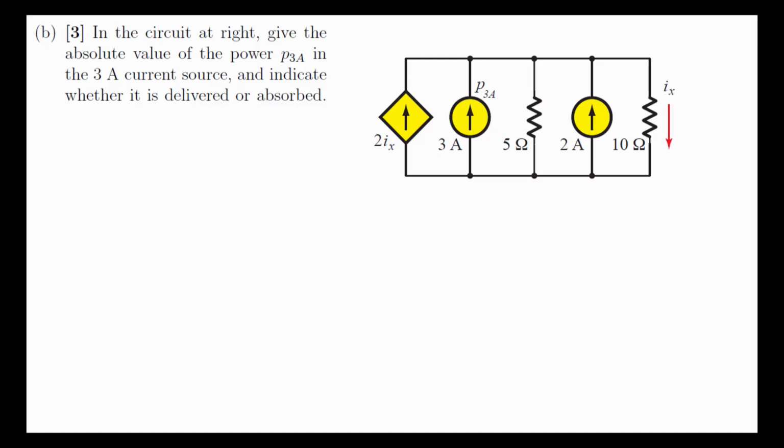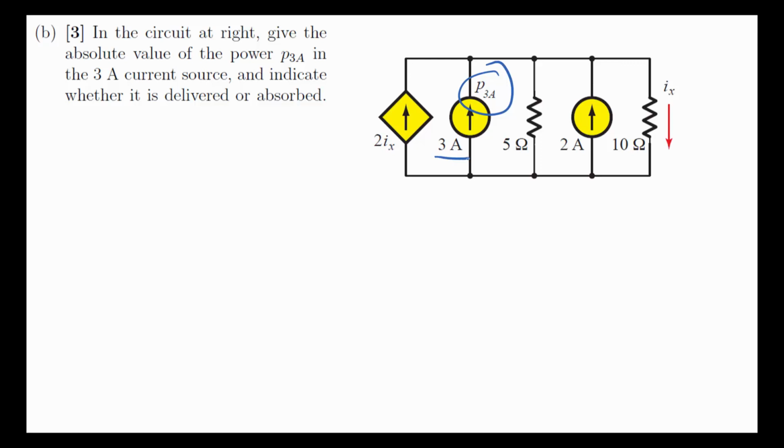We're going to look at question 1b from the 2018 midterm. In this question we are to find the power in the 3 amp source, and in order to do that we need to find the current through the component and the voltage across it so that we could calculate the power. We need to do this for any source that we are trying to solve the power for.